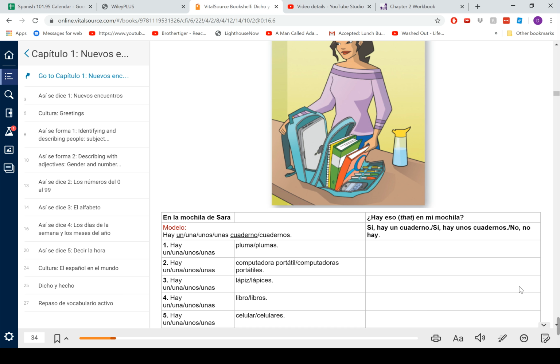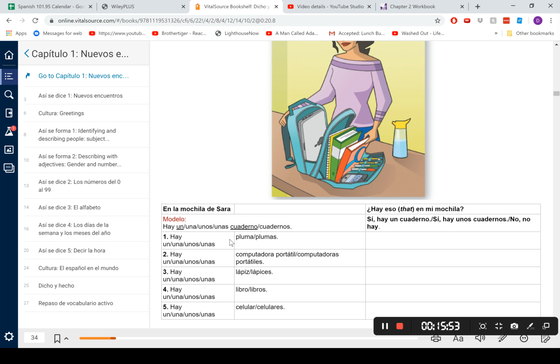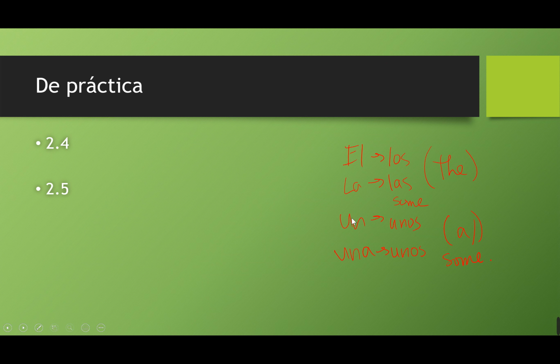Pues vamos a ir. Pues en la mochila de Sara, ustedes van a hacer una frase según cada uno. So plumas, right? Let's take a look at the plumas. Does she have any pens in her book bag? Yeah, she definitely has 2 pens. So we're going to say sí, comma, there are some pens. Unas plumas, right? Unas plumas. There are some pens. Hay unas plumas. Muy bien.